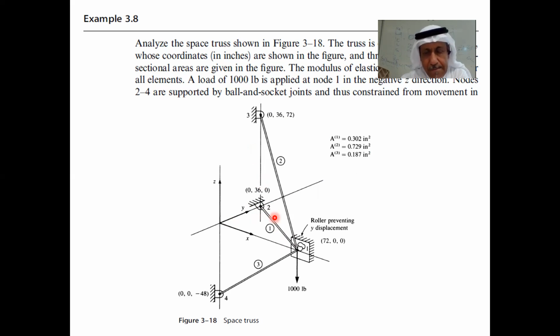How do you do it? So you need to use the coordinates. If you start to be smart to figure out alpha, beta, gamma, you will not. You have to use the coordinates.